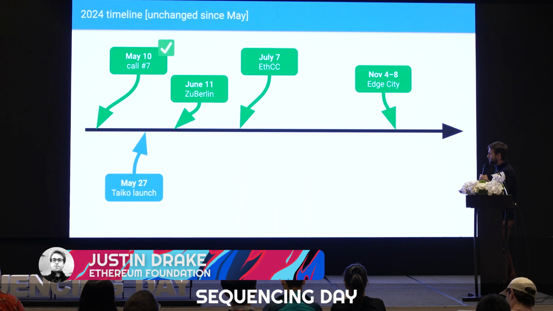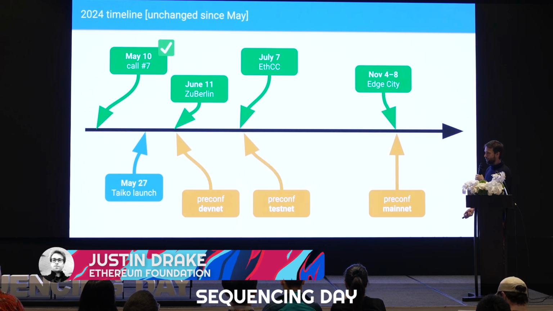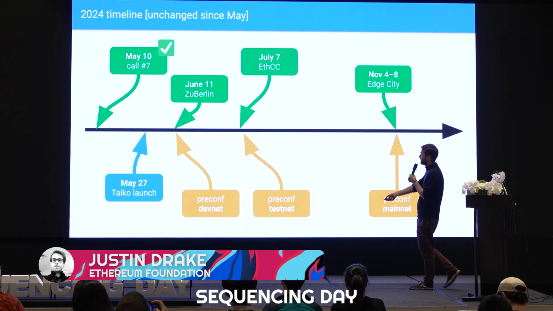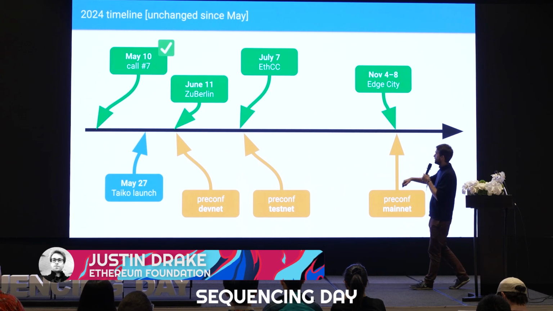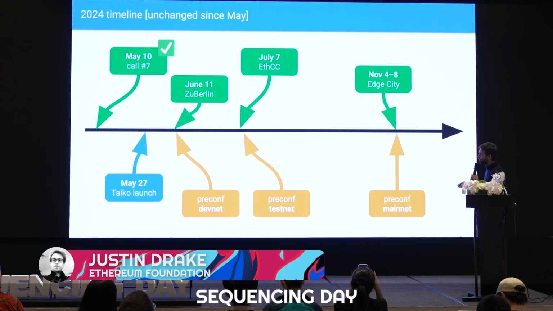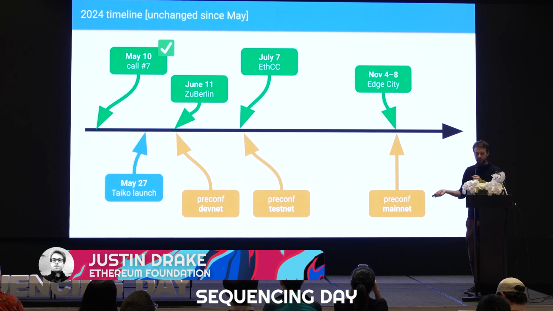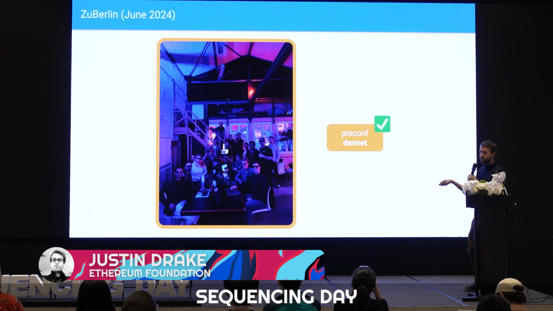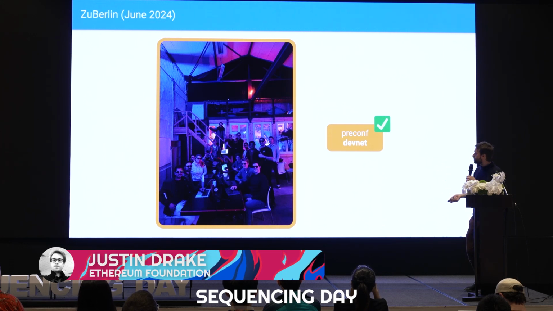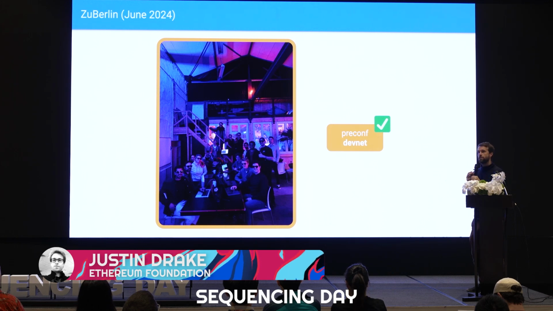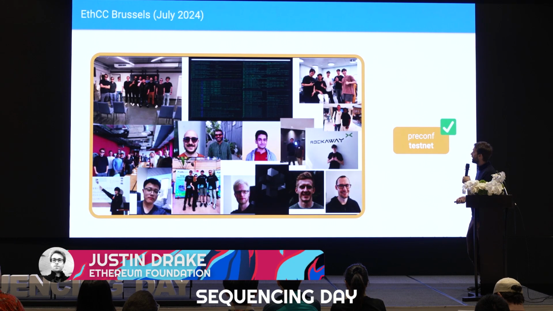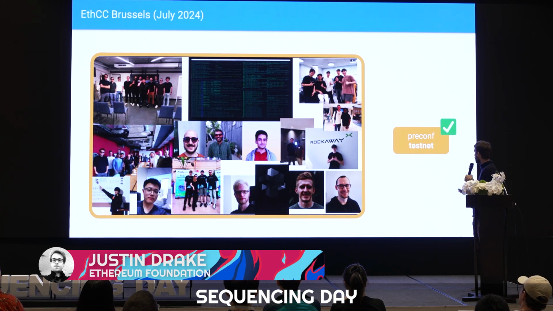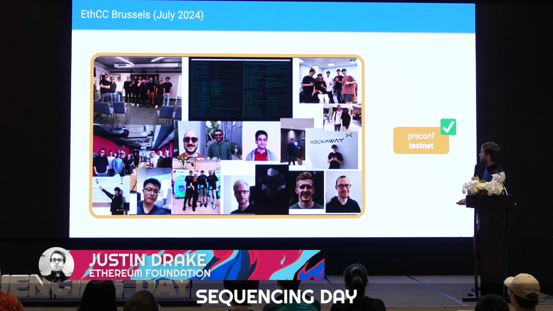And so what I suggested is, why don't we try and do the following? Why don't we try and have a DevNet at Zuzalu Berlin, a testnet around EthCC, and then mainnet around Devcon? And let's see what happened. Well, in June 2024, at Zuzalu Berlin, we had basically sequencing days. We all came together, and a small group of hackers basically hacked up the first DevNet. And then in Brussels, we had sequencing day as well, and we had the very first preconf testnet.